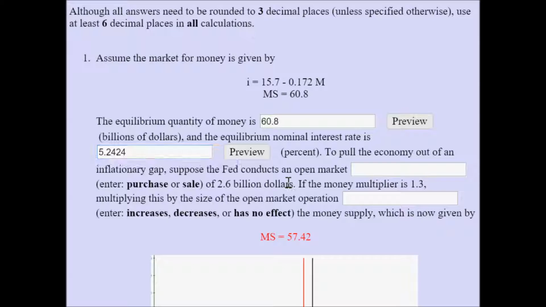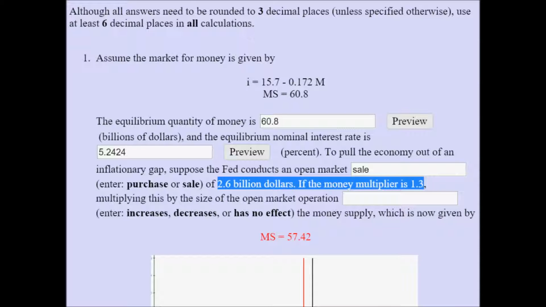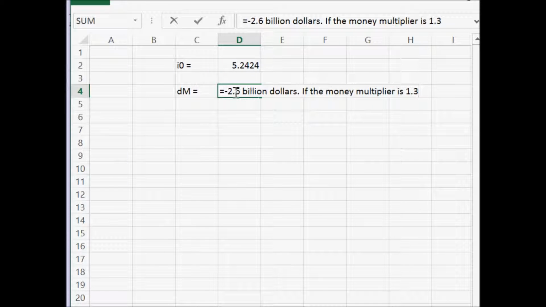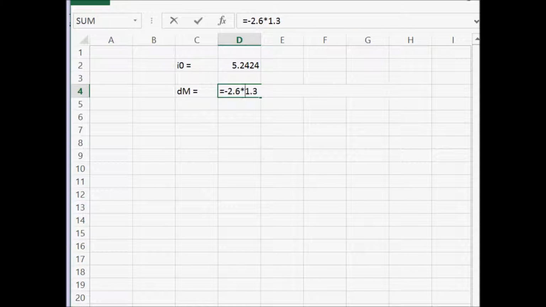To pull the economy out of an inflationary gap, the Fed's going to conduct an open market sale. Suppose the Fed conducts an open market sale of $2.6 billion. So the open market operation is a negative 2.6. If the multiplier is 1.3, the change in money is equal to a negative 0.6. And we multiply that by the money multiplier, and we get a change in the money supply of $3.38 billion. It's negative because the Fed is withdrawing monetary stimulus.